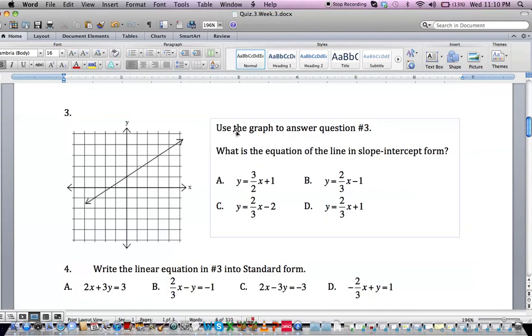Number 3, use the graph to answer question number 3. Once again, we're going to write the equation of the line in slope-intercept form. So look at this line. Let's find our y-intercept. Let's find our slope. And then we're going to write the equation in slope-intercept form. And then number 4 corresponds to number 3. Once you see the formula here, you're going to change that formula into standard form. All right? And again, these are things that we've done all week for the last couple of days practicing this.